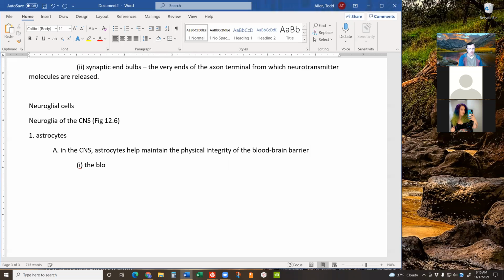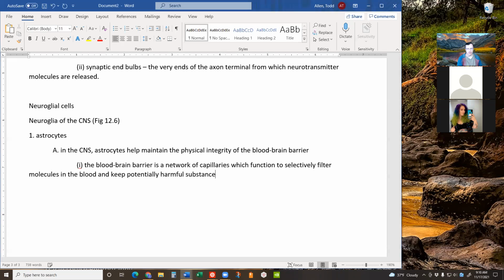So the blood-brain barrier is a network of capillaries which functions to selectively filter molecules in the blood and keep potentially harmful substances away from neurons. Okay. All right.